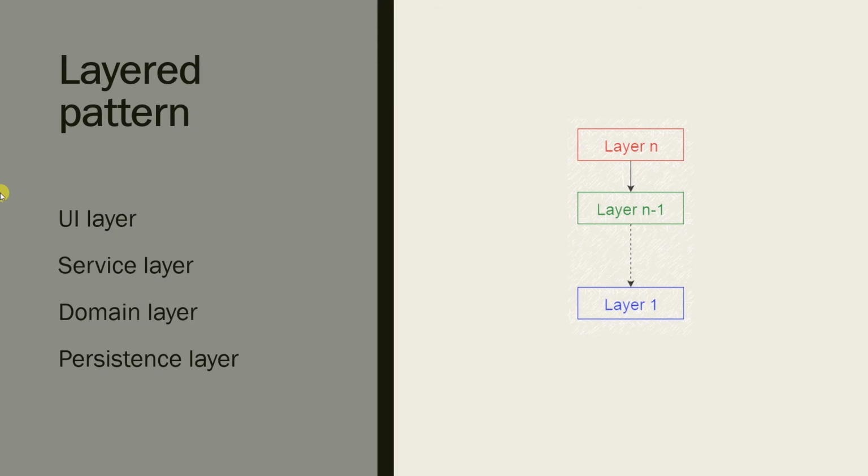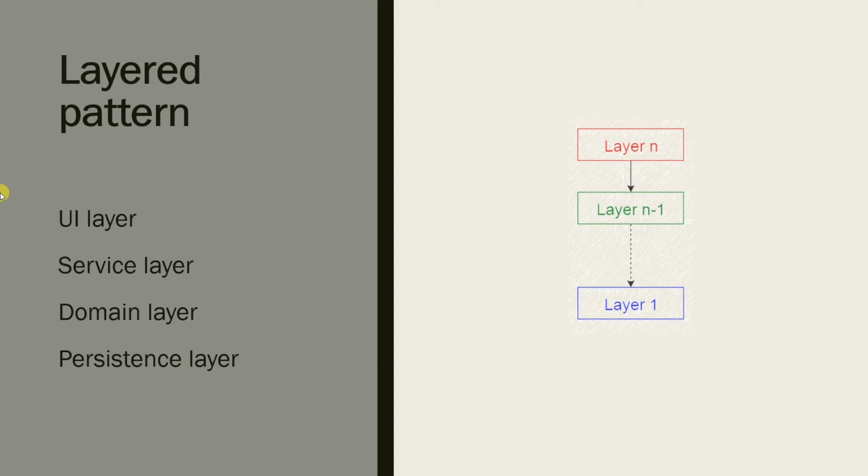And we start with the first architectural pattern. It's the layered pattern. This pattern can be used to structure programs that can be decomposed into groups of substacks, each of which is at a particular level of abstraction. Each layer provides services to the next higher layer.